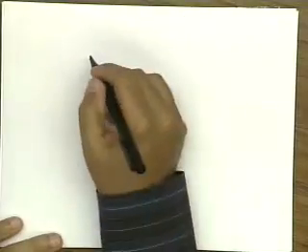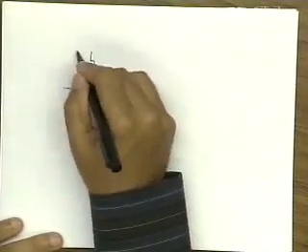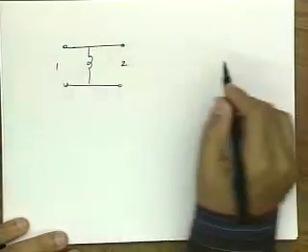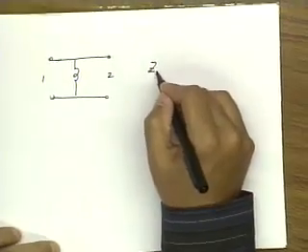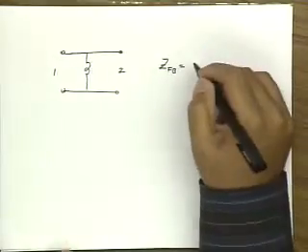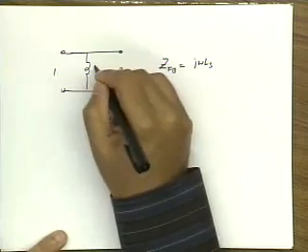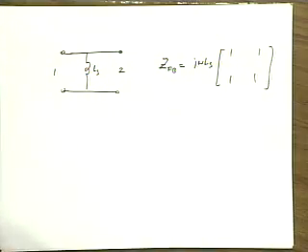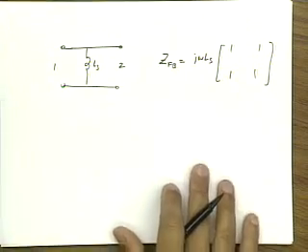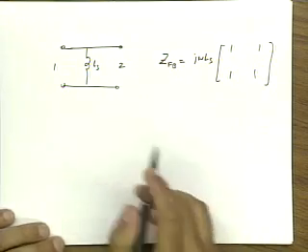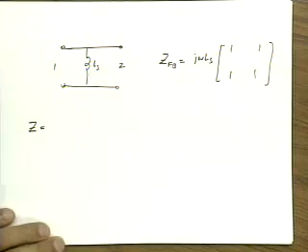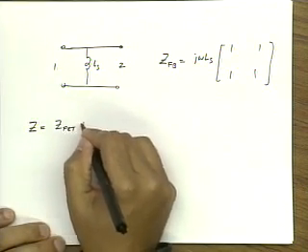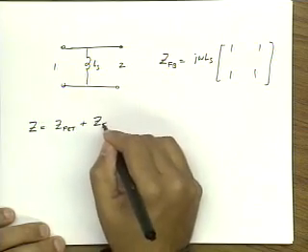Well, what about for series feedback? What's the Z matrix for this trivial circuit? This is port 1, this is port 2. The Z matrix for the feedback is just j omega Ls, let's call this Ls, 1, 1, 1. Okay? And I won't bother to derive it because it's so trivial. I leave that to you. So the Z matrix for the total amplifier is the Z matrix of the FET plus the Z matrix of the feedback.